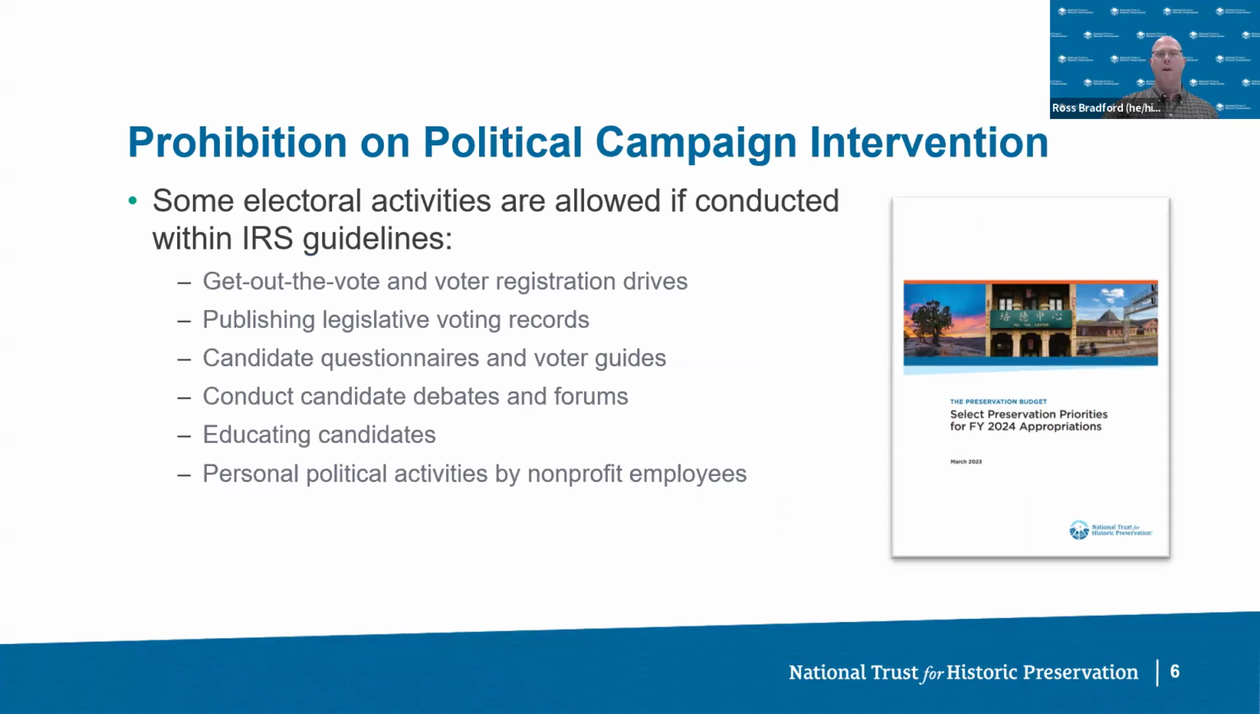So there are a variety of areas that nonprofits can operate in during elections that are permissible. A lot of nonprofits generally don't do these, but we provide a list of them. The IRS provides some guidelines on this. You can have get out the vote or voter registration drives. You can publish voting records. You can have candidate questionnaires and voter guides. You can conduct debates and forums. You can educate candidates. And the most important one is nonprofit employees in their personal time can conduct political activities.